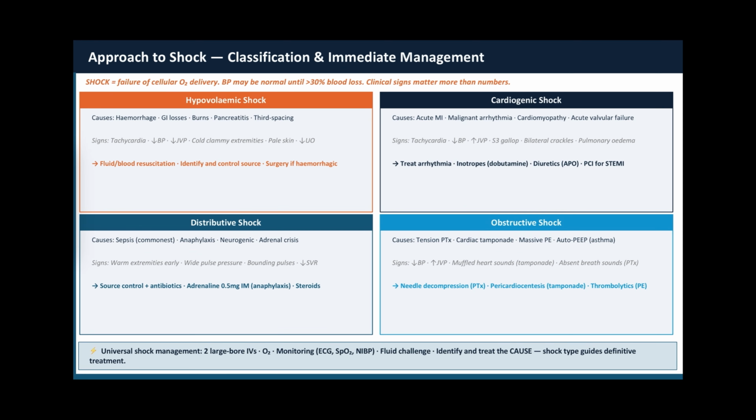Now, how can you differentiate between each of them is that in hypovolemic shock, JVP would be reduced, whereas in distributive shock, it can be normal. Okay, and in cardiogenic shock, it would be increased, and in obstructive shock also it would be increased.